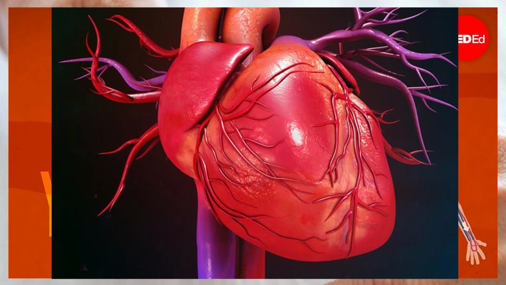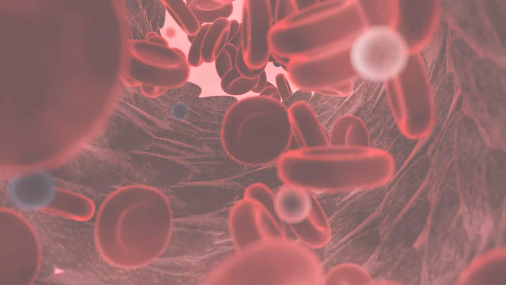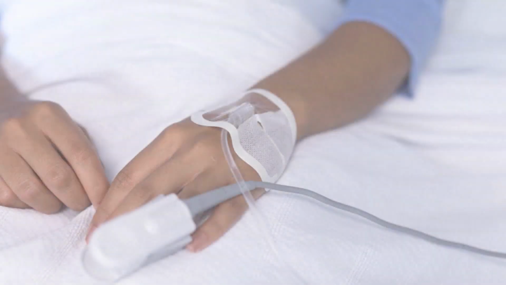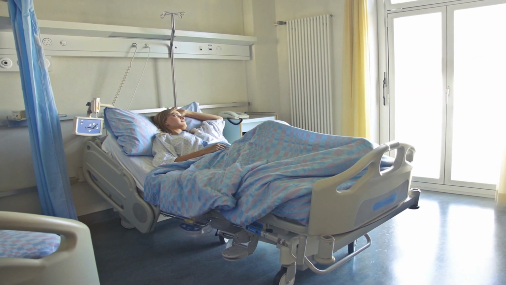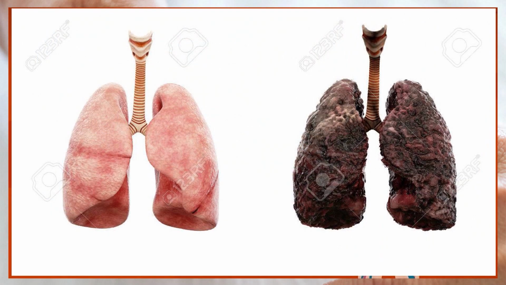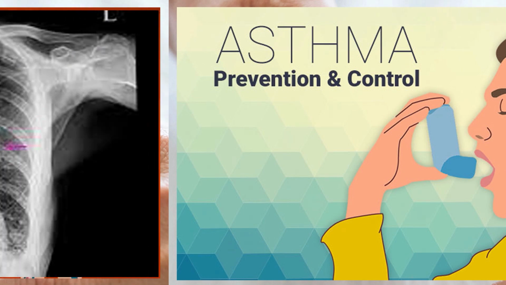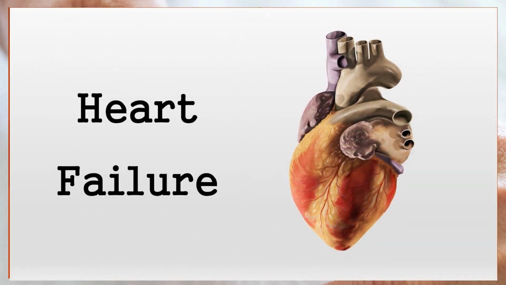The purpose of pulse oximetry is to check how well your heart is pumping oxygen through your body. It may be used to monitor the health of individuals with any type of condition that can affect blood oxygen levels, especially while they are in the hospital. These conditions include chronic obstructive pulmonary disease, asthma, pneumonia, lung cancer, anemia, heart attack or heart failure, and congenital heart disease.